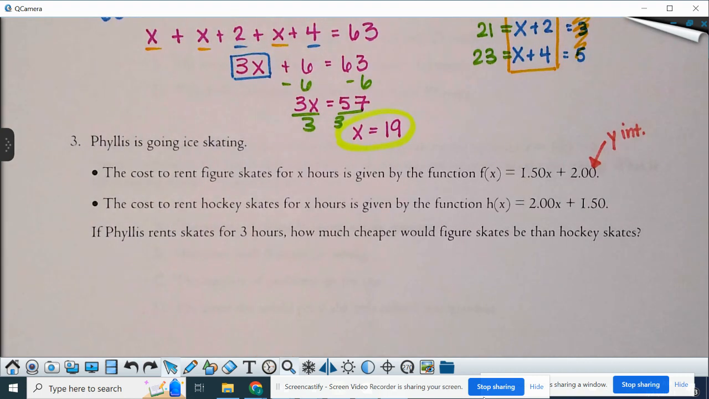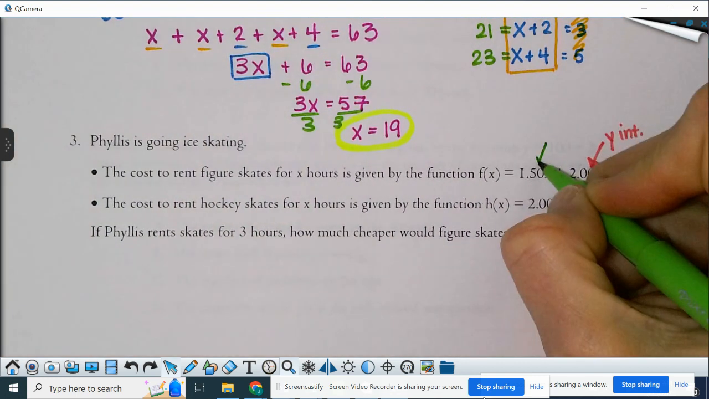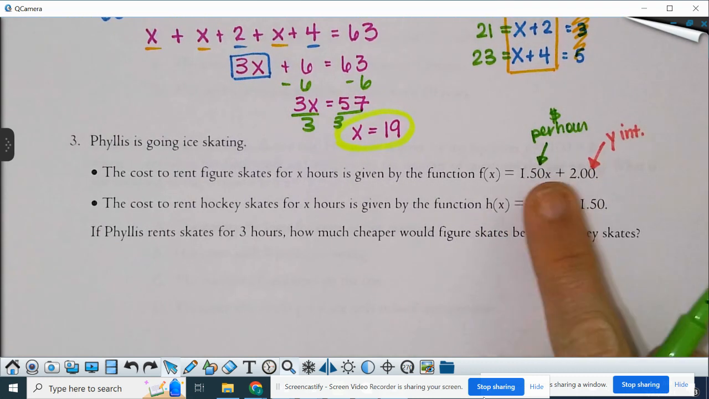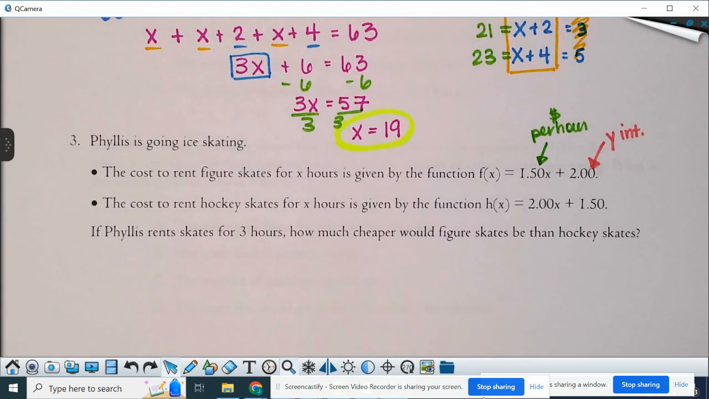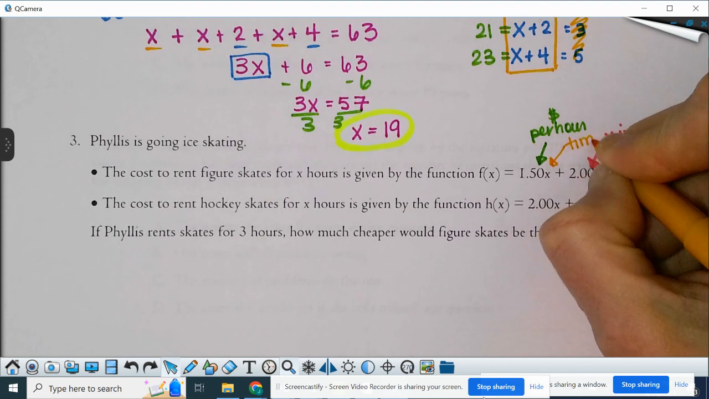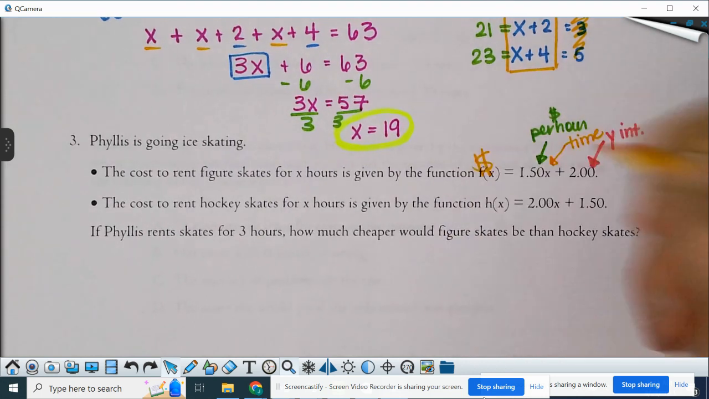So what does that $1.50 mean? If x is hours, what does $1.50 mean? Per hour, right, exactly. So we're going to pay $1.50 per hour. The money is going to give you the cost for renting the skates. Your x would be our time, right? Because that's how long you rented the skates. So x is going to be time, and that's how you would end up with your final cost at the end. If we're renting hockey skates for x hours, that's how you know that's time.